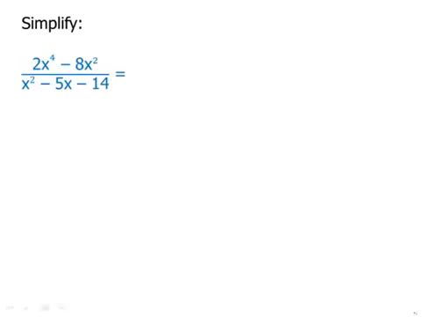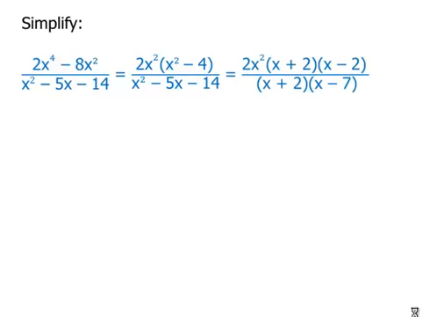Here's another one. The expression on the top is a bit tricky, but notice that we can factor out a greatest common factor, and then that just becomes a difference of two squares. The denominator is just an ordinary quadratic, so we factor that in the ordinary way. We have an extra factor of x plus 2 that we can cancel, and this simplifies to 2x squared times x minus 2 divided by x minus 7.